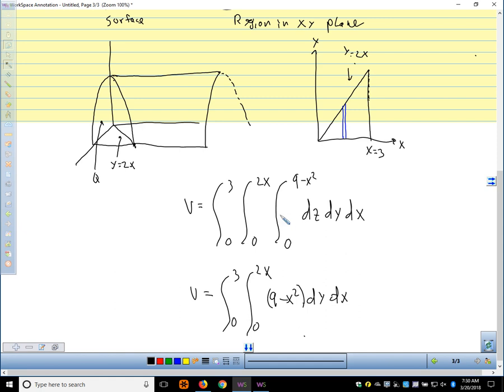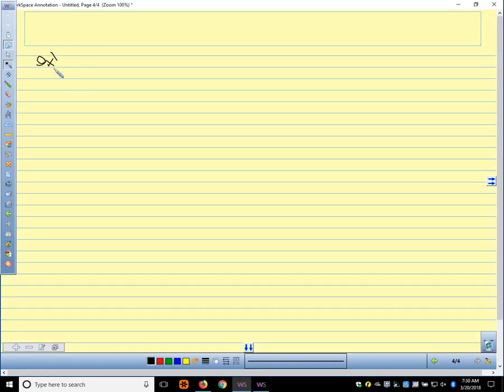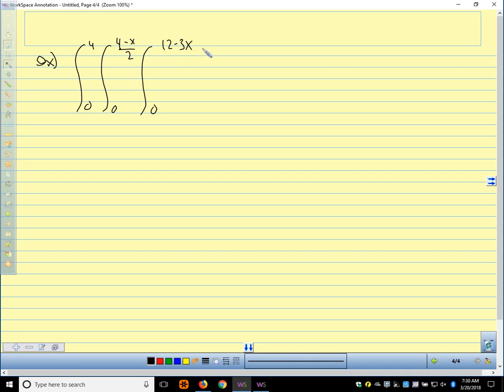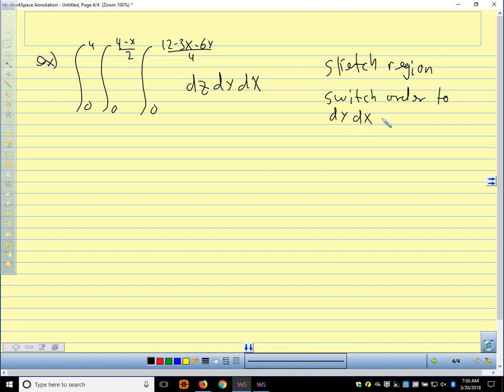All right, let's look at one more where we switch the order of integration. All right, we want to sketch the region, and then switch the order to dy, dx, dz.